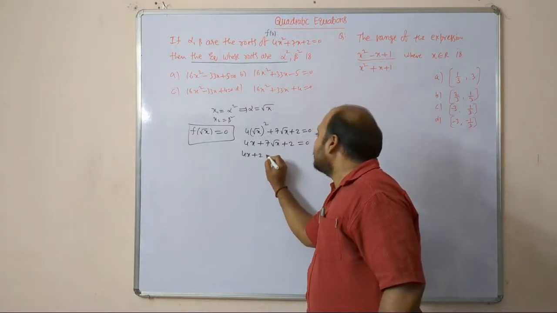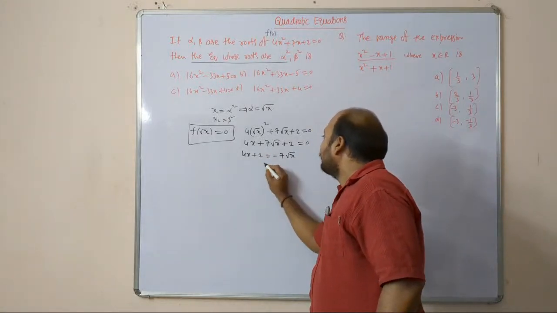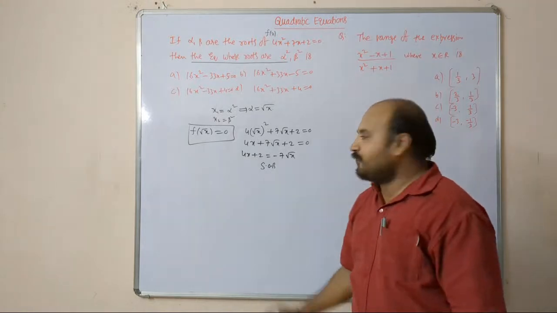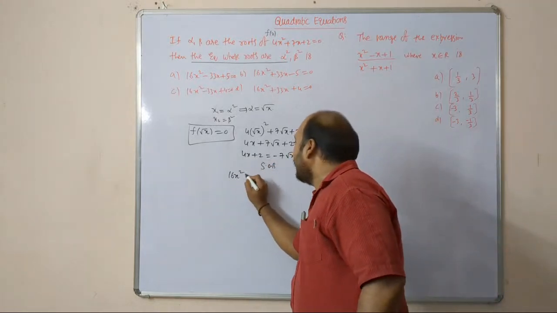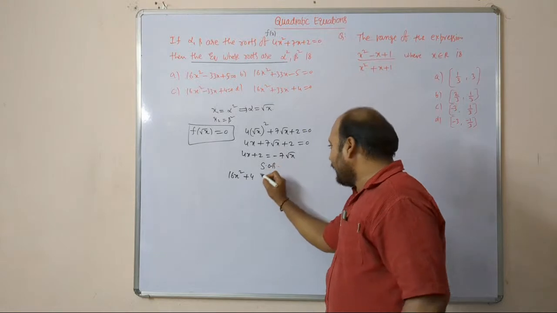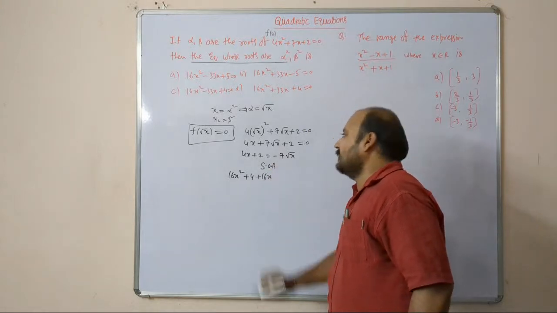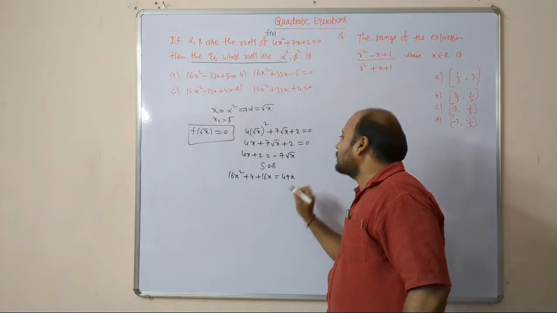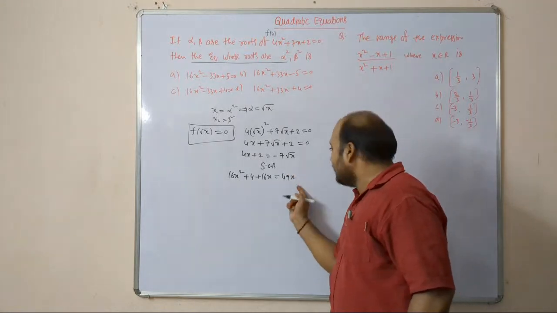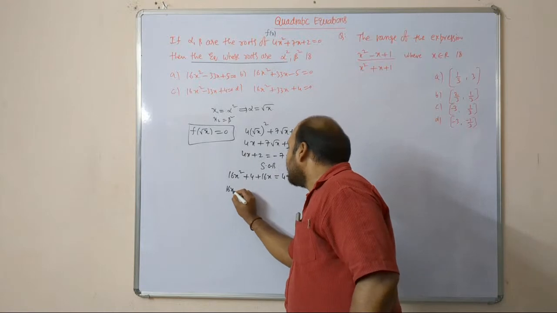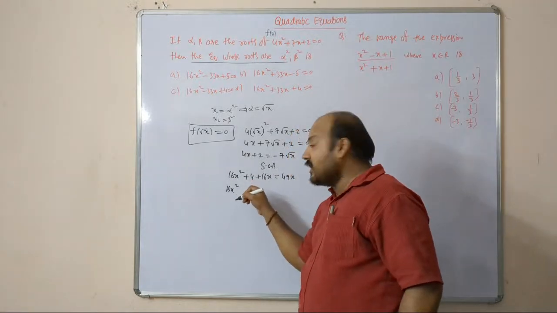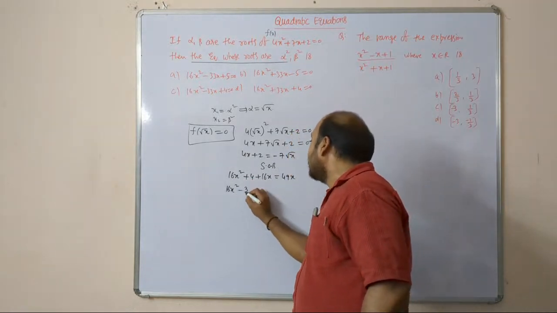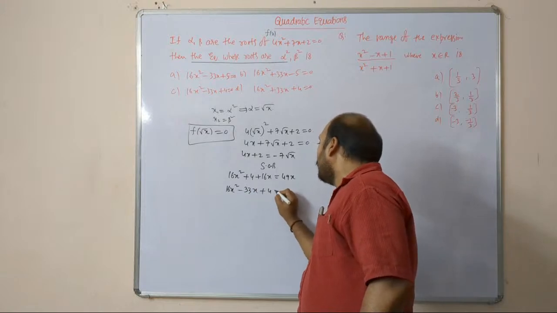4x plus 2 is equal to minus 7 root x. Squaring on both sides, you will get 16x square plus 4 plus 16x is equal to 49x. Squaring on both sides now. These values we can take to this side: 16x square, 49x we are taking, minus 49 plus 16, minus 33x plus 4 equal to 0.